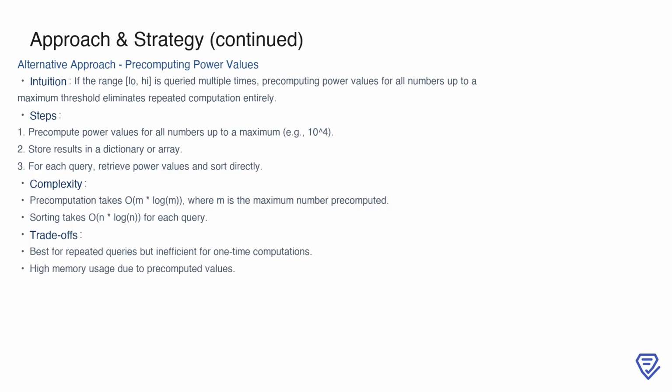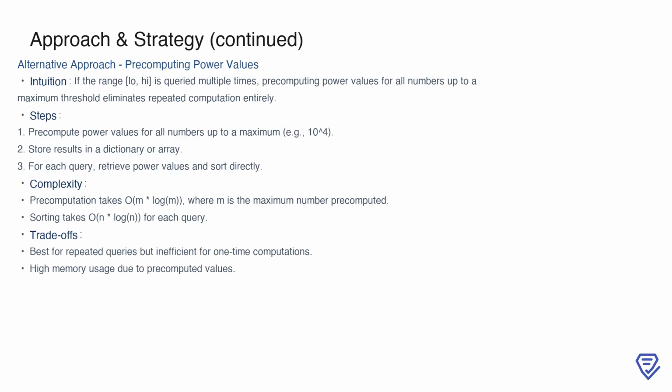However, the trade-offs are significant. Pre-computing requires additional memory to store all these values, and the one-time pre-computation step itself is costly, taking O(M log M) for M numbers. Thus, while this approach excels in scenarios with repeated queries, it is inefficient for one-time computations due to the upfront cost and memory usage.